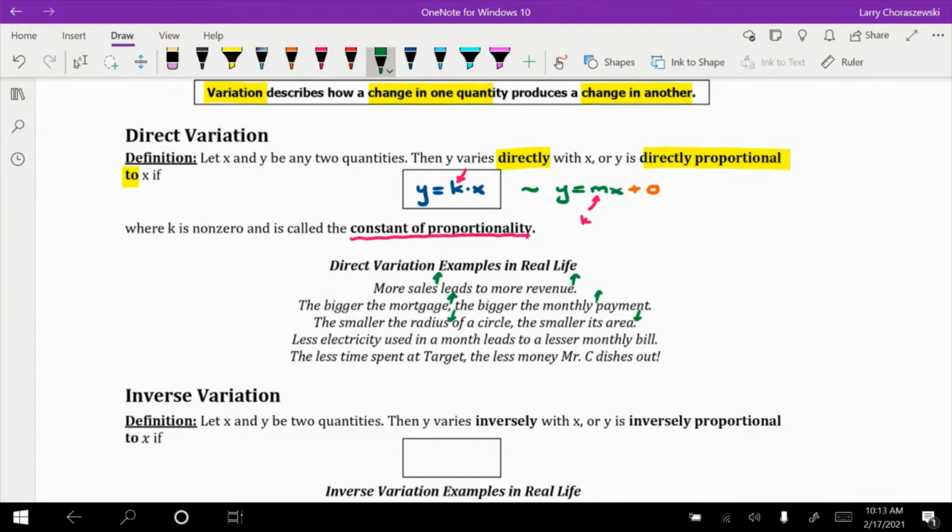Less electricity used in a month leads to a lesser monthly bill. Okay, so if you use a smaller amount of electricity, say in February than you did in January, then you can typically expect your bill to go down accordingly. And the less time I spend at Target, the less money I have to dish out. That's a true statement right there. All right, so in the case of Mr. C shopping at Target, if the time that I'm there is smaller on trip 2 than trip 1, then generally speaking, I'm not spending as much money.